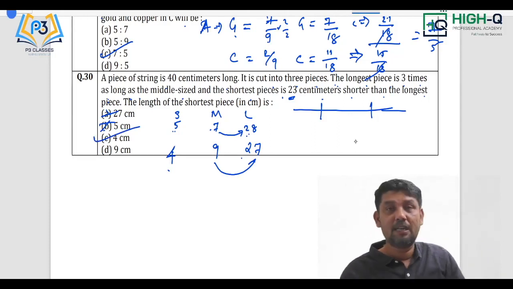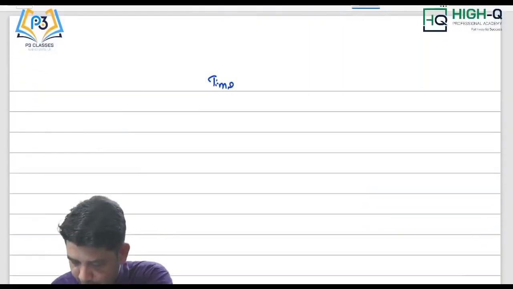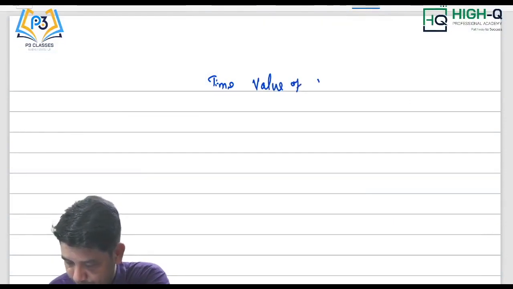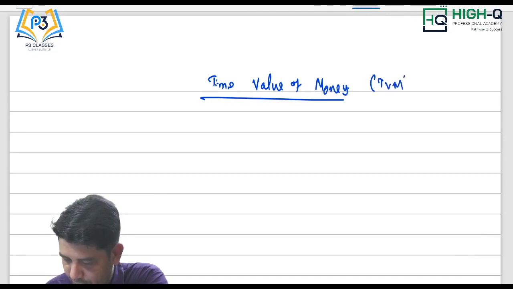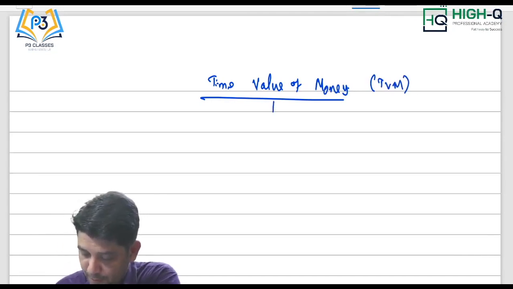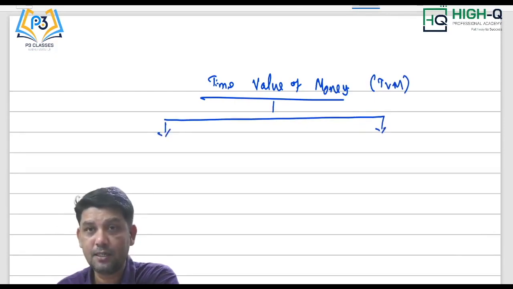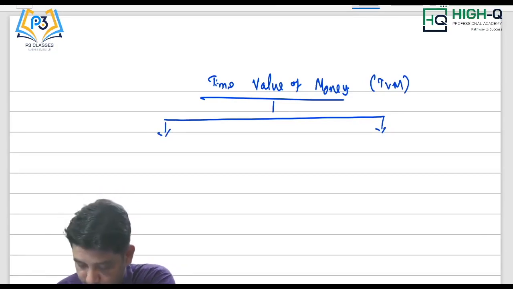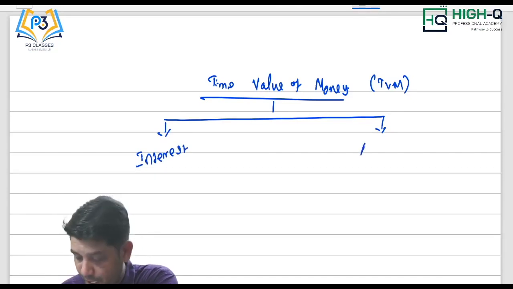So that's all with our assignment problems. Time value of money, that is in short TVM. Now remember, my dear, as far as our syllabus is concerned, this topic is divided into 2 parts. One is interest and the other one is annuity. Am I right, my dear?